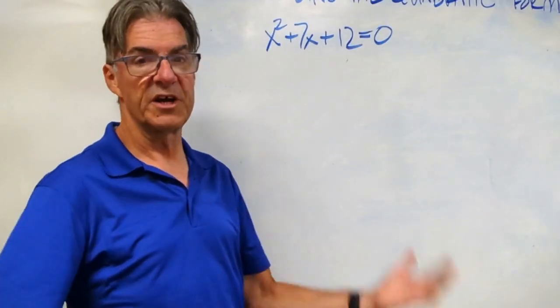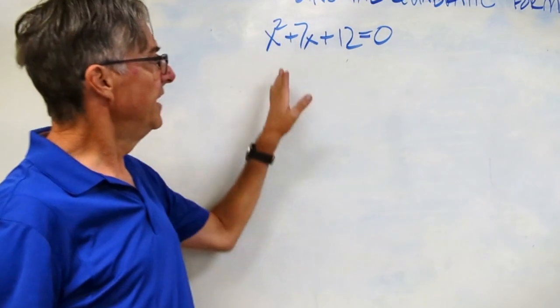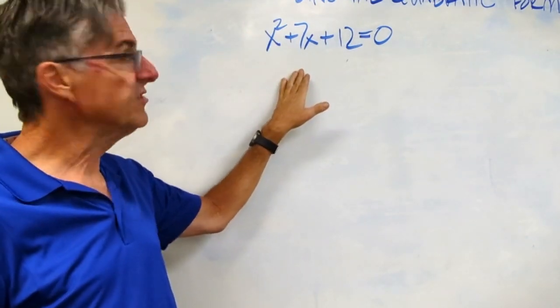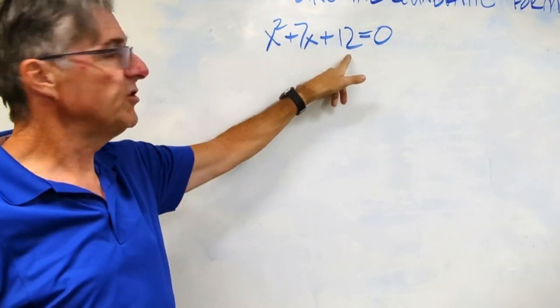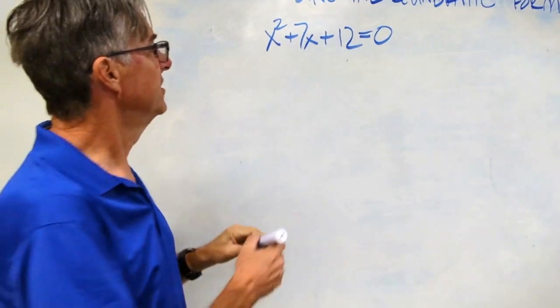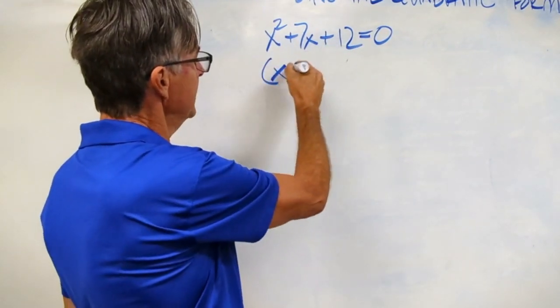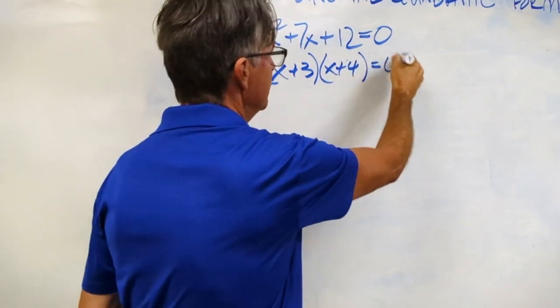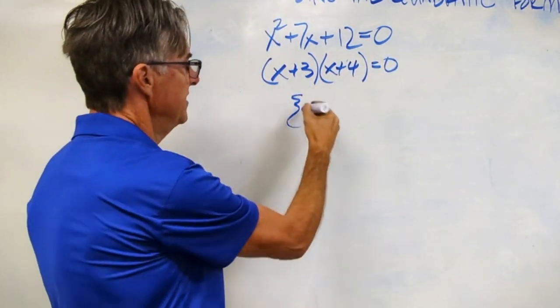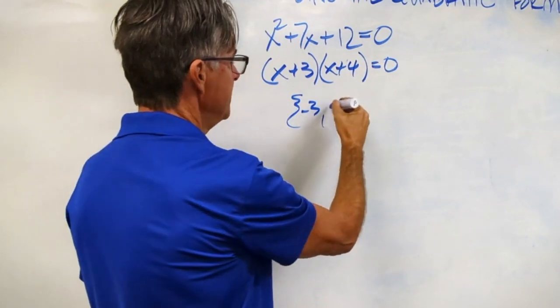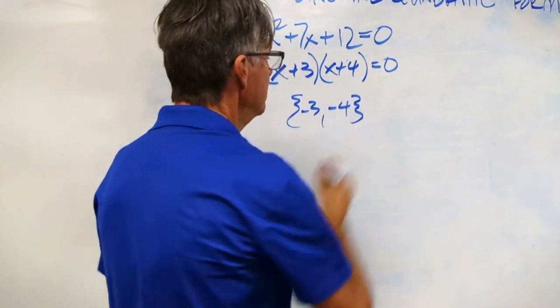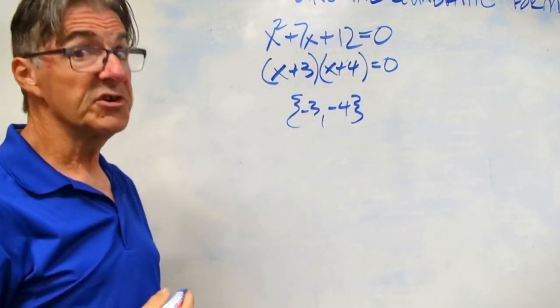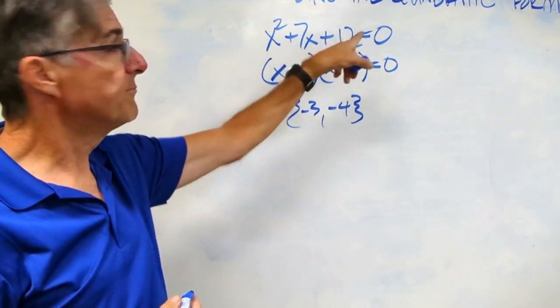Okay, let's do one so I can show you that it works. Here is a real straightforward factoring problem. What two numbers multiply to 12 and add to 7? And they are 3 and 4, so I get x plus 3 times x plus 4 equals 0. And our answers are negative 3 and negative 4. So that's really quick.